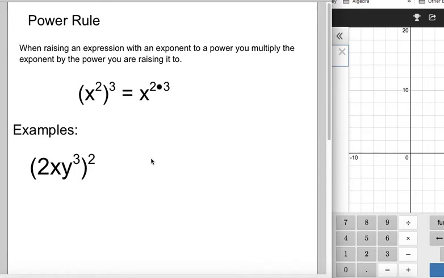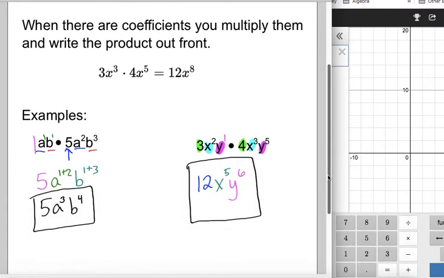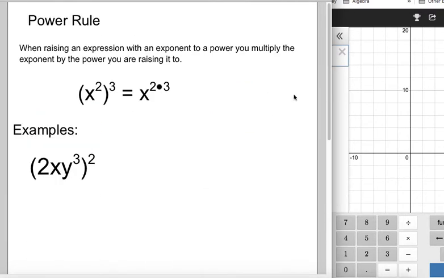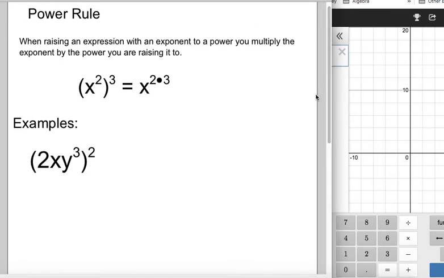In the first assignment, you're going to have a combination of the product rule, multiplying expressions, as well as the power rule. The power rule is when you're raising an expression that has an exponent to a power, you're going to multiply the exponent by that power you're raising it to. So here we have an x squared being raised to the 3rd power. So the 2 times the 3 will multiply, and that will give you x to the 6th power for the solution there.